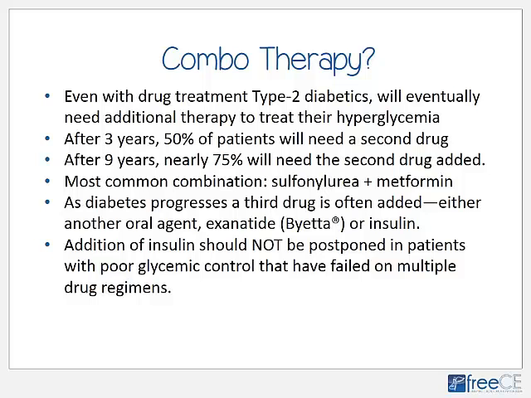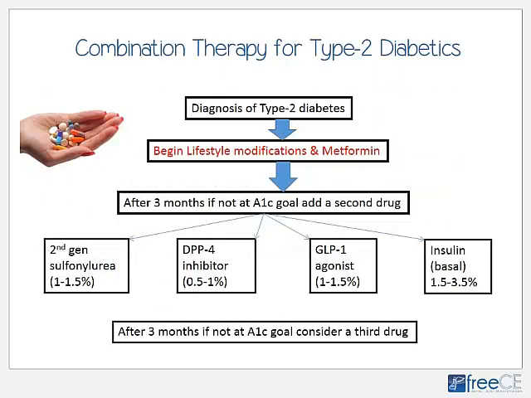The most common combination that us pharmacists are very familiar with is the sulfonylurea plus metformin, both of those being very inexpensive drugs. As that diabetes progresses, a third drug is often added, either an oral agent, exenatide, Byetta, or insulin. Addition of insulin should not be postponed in patients with poor glycemic control that have failed on multiple drug regimens. We should probably be jumping on insulin a whole lot quicker than we are. Let's take a look at combination therapy for type 2 diabetics.